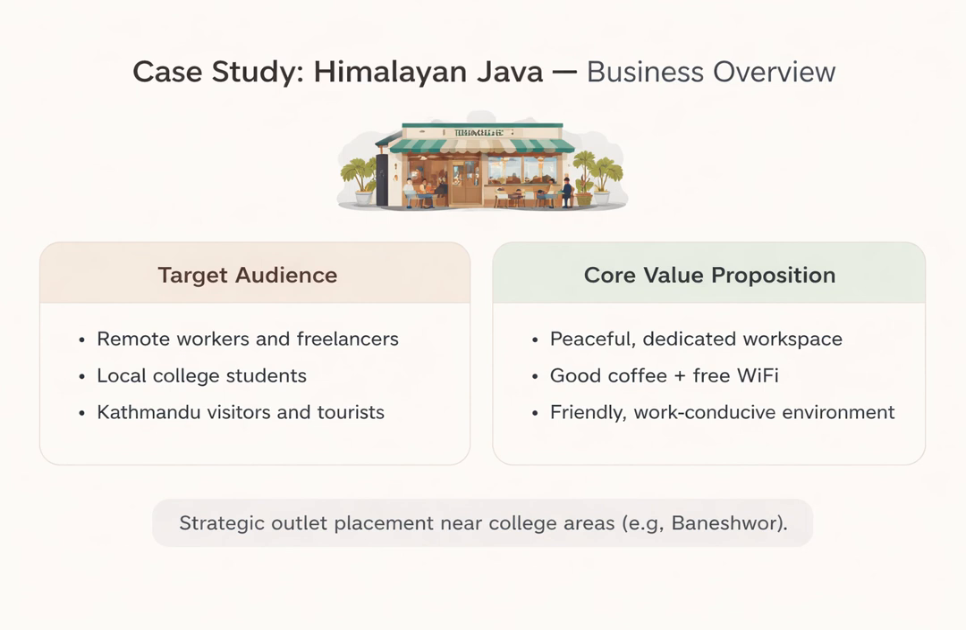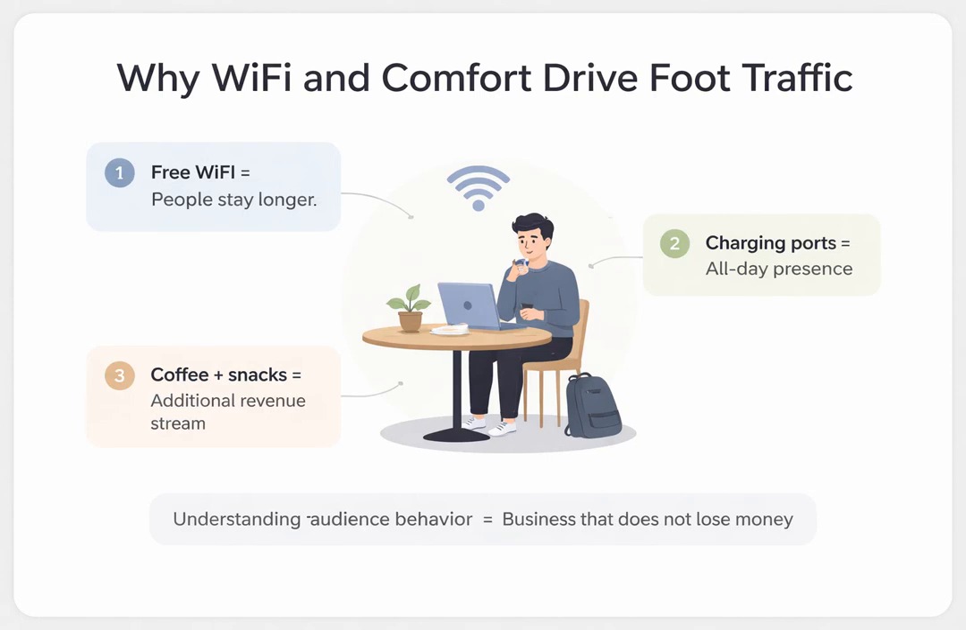And notice something smart about their outlet placement. They've concentrated locations near college-heavy areas like Baneshwor. That's not random. That's research-backed strategy. Here's a really insightful point the instructor makes. Think about it from your own experience. What makes you stop and stay somewhere? A park? A hotel? A cafe? The answer for most people today is Wi-Fi. Without Wi-Fi, people don't stay. Himalayan Java understands this deeply.